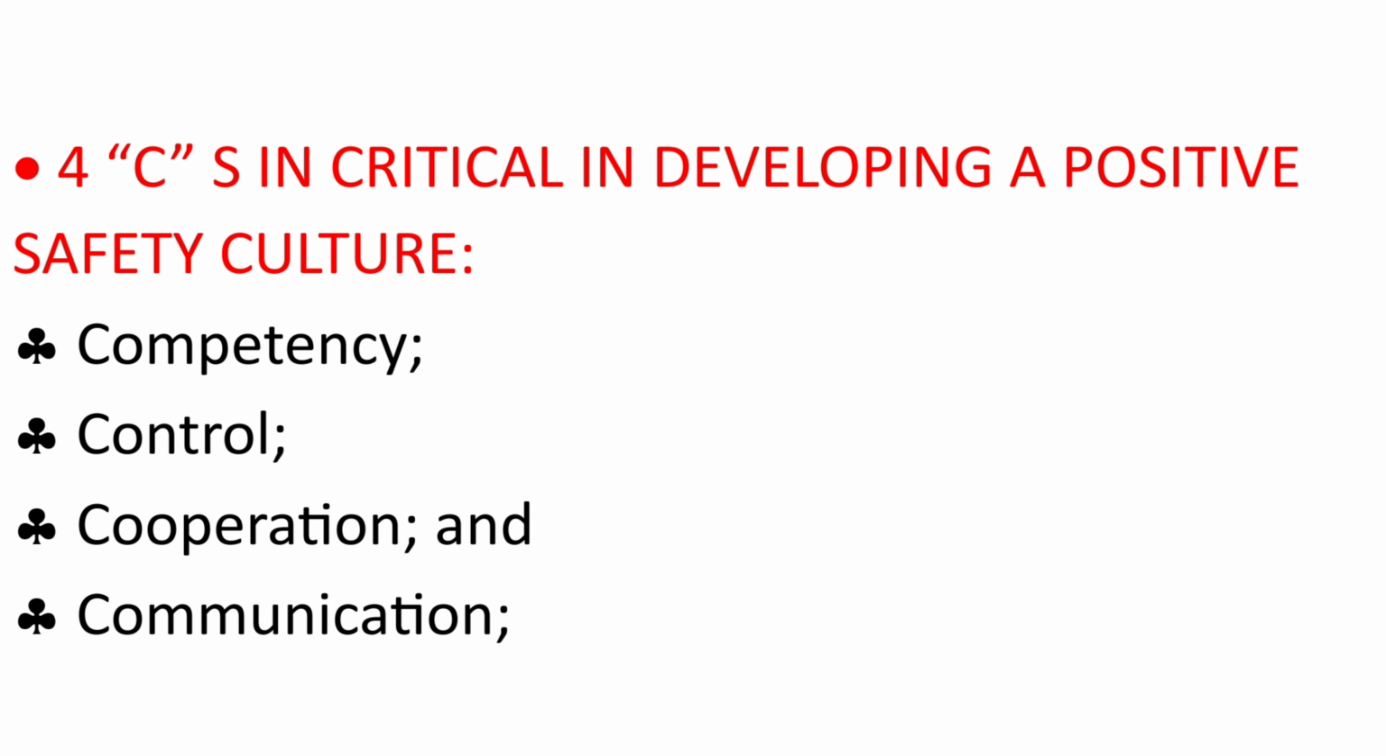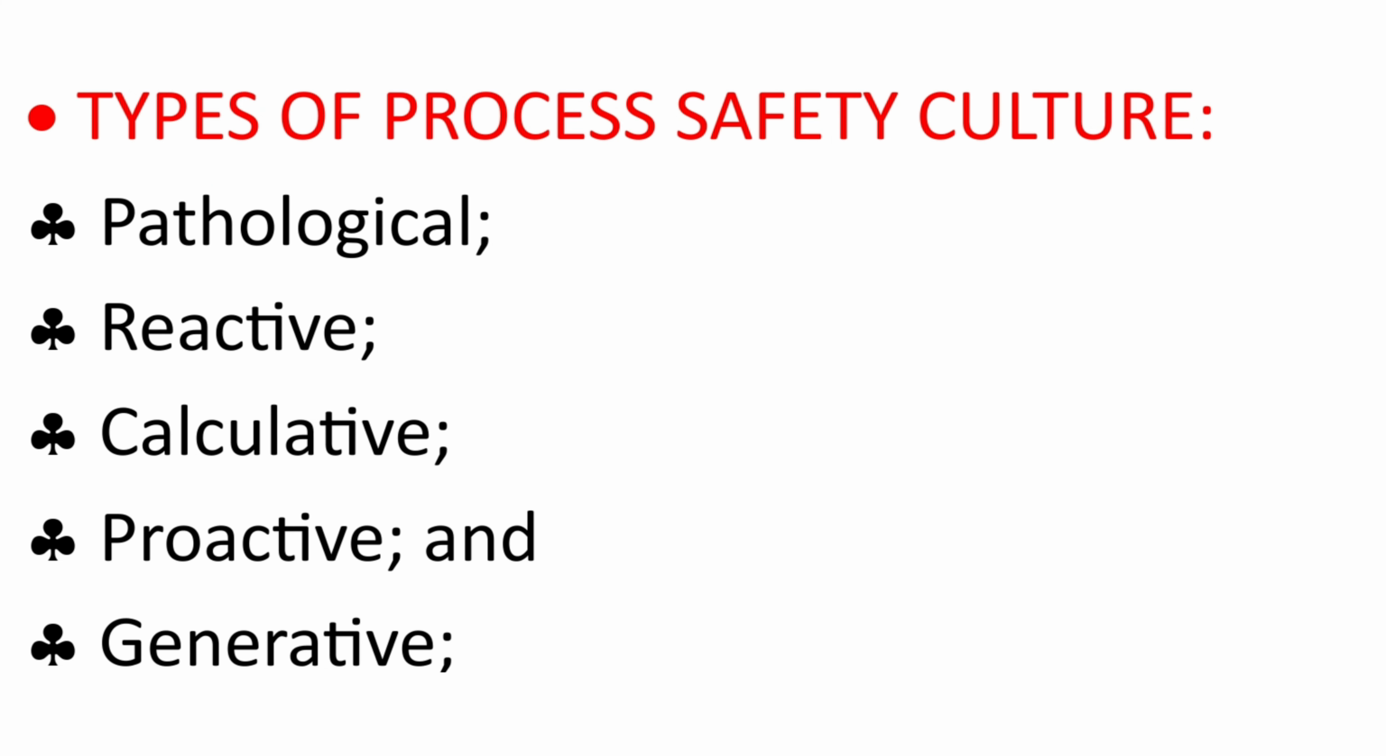For CS in critical in developing a positive safety culture. Answer. Competency, control, cooperation, and communication. Question. Types of process safety culture. Answer. Pathological, reactive, calculative, proactive, and generative.